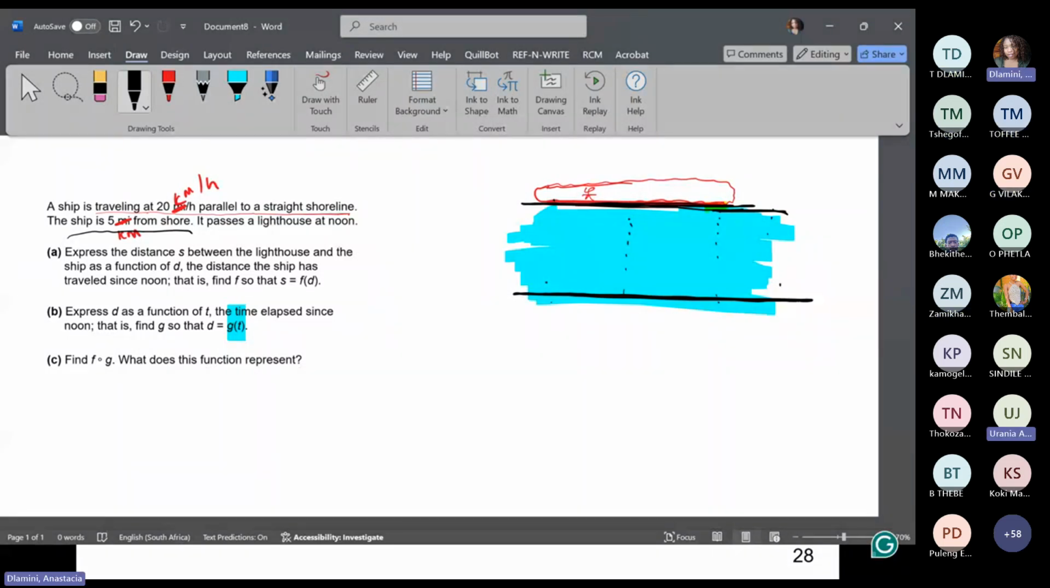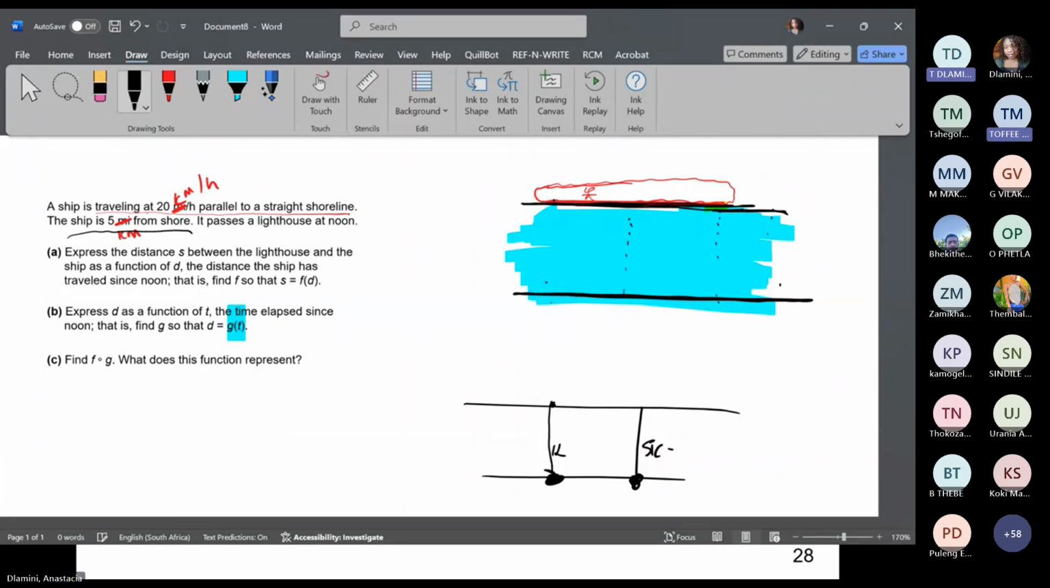Yes. So meaning that if, let's say these two lines, if my ship was here, then the distance from here to here is 5 kilometers. If the ship is here, the distance from here to here is 5 kilometers. Are you all okay? Yes.